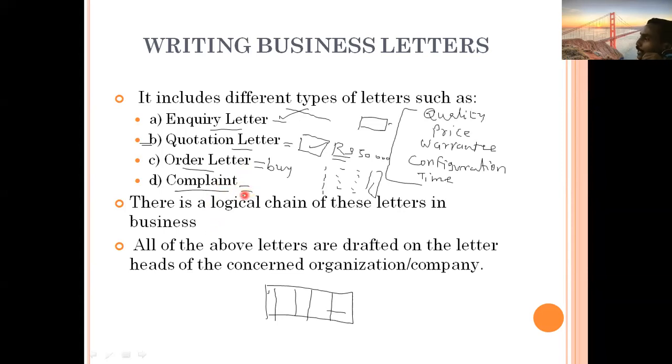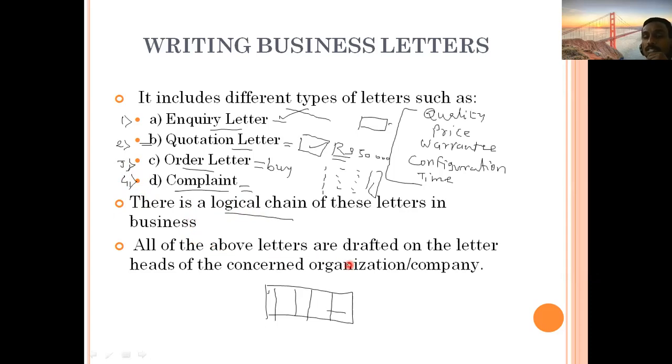When you write a complaint, you may have a number of reasons for that. There is a logical chain. So what is this logical chain? Are you going to write an order letter immediately? No. Are you going to write a complaint letter in the beginning? No. First of all, you are going to make an inquiry. After inquiry, you ask for a quotation to know how much exactly you will have to pay. Third, you place an order. And if there is a reason like missing, non-functioning, faulty or defective items, in that case only you may write, or may not write, a complaint letter. So there is a logical chain of these letters in a business.